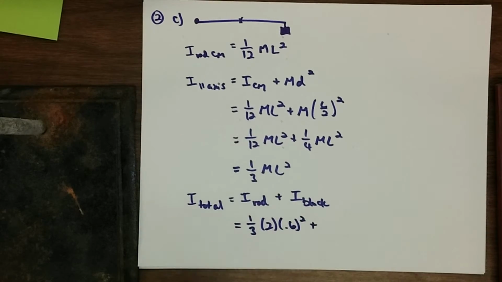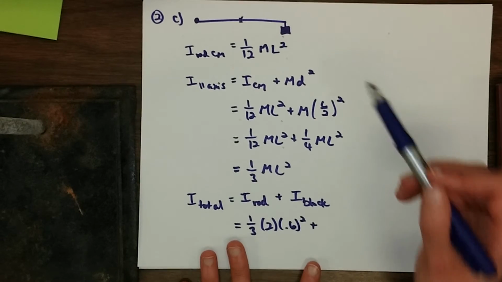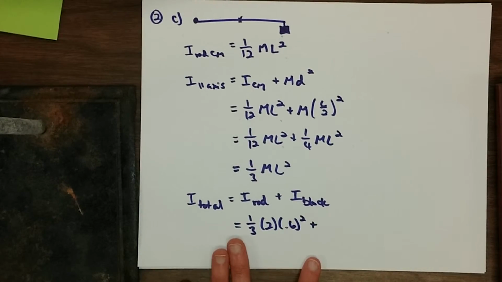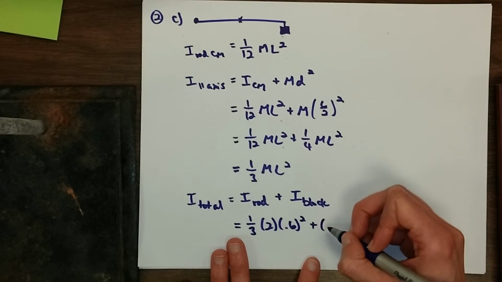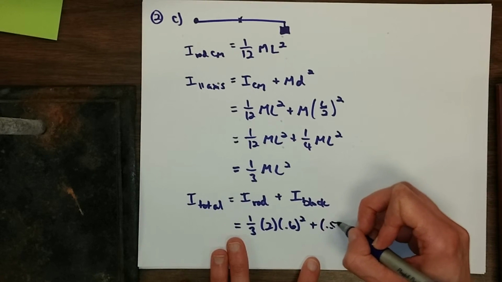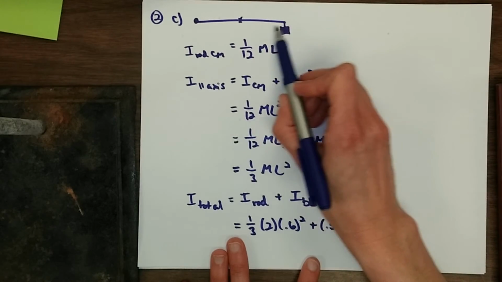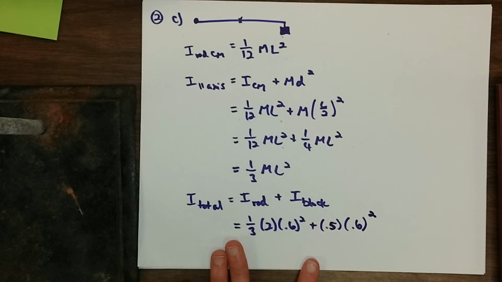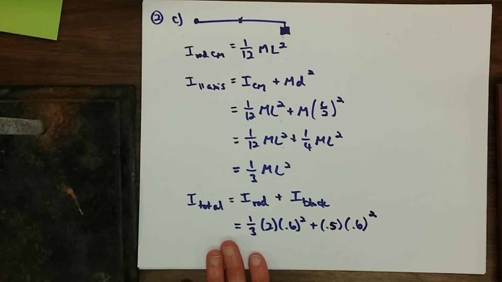And then for the rotational inertia of the block, we can just treat the block as a particle, a point mass. And the way you get that rotational inertia is just mr squared. So the mass of the block times the distance from the hinge, which is 0.6 squared. And that will give you the rotational inertia of the rod block system about the hinge.